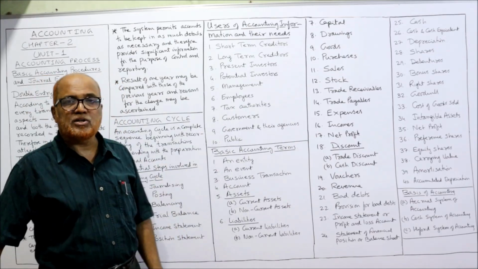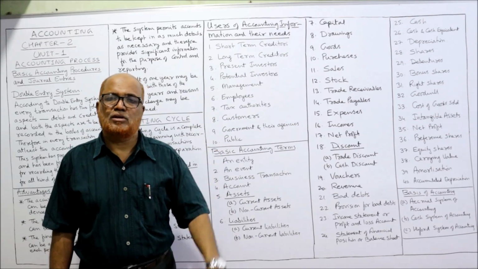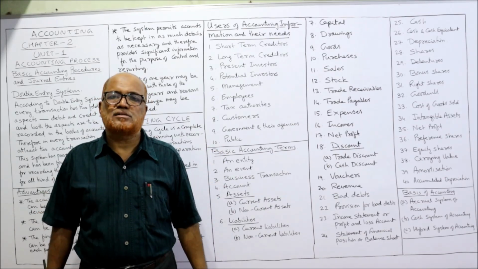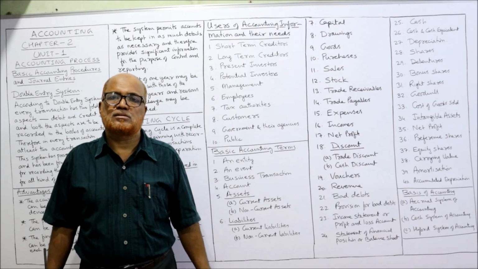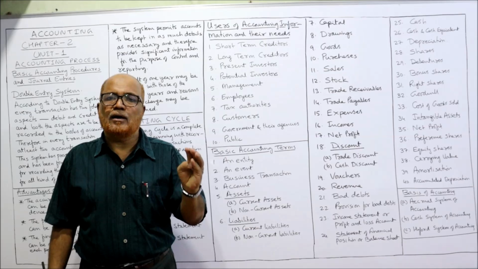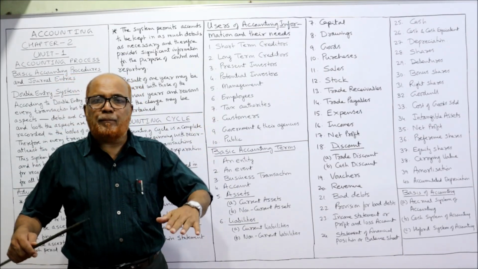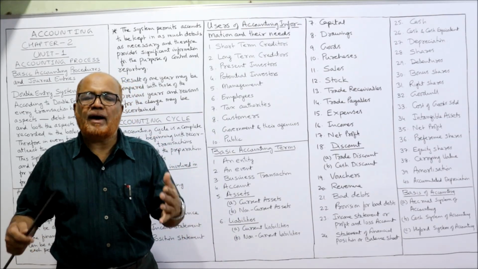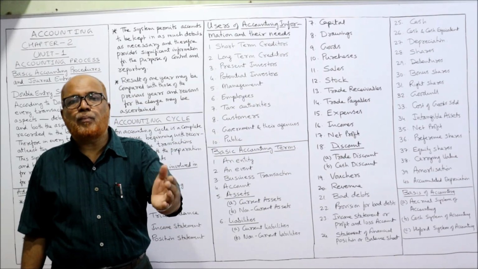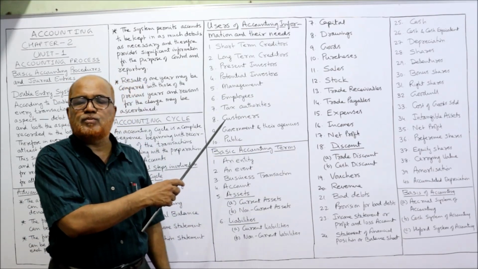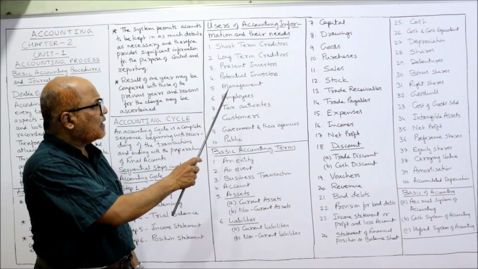Management. The biggest user of financial information is the management. Management is the driver of the business. The management has to take so many decisions. Planning, controlling, coordinating, all these are the functions of management. For performing those functions, the management requires information. The financial accounting will provide the necessary information to the management so that management can plan and control.